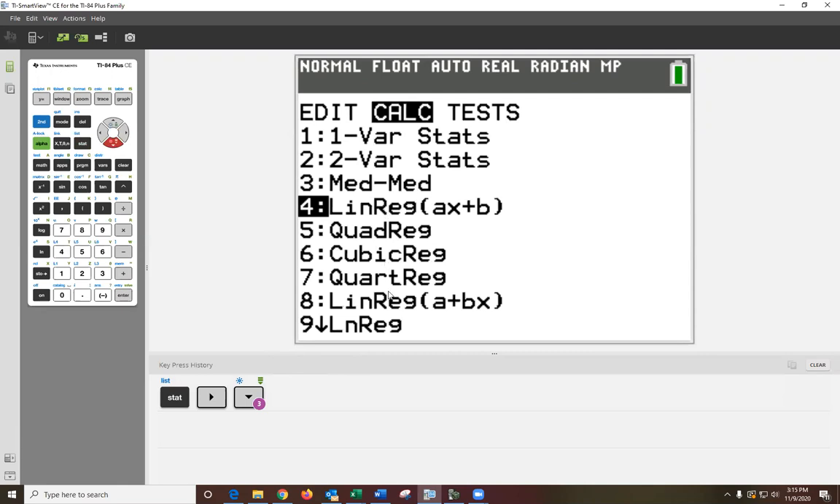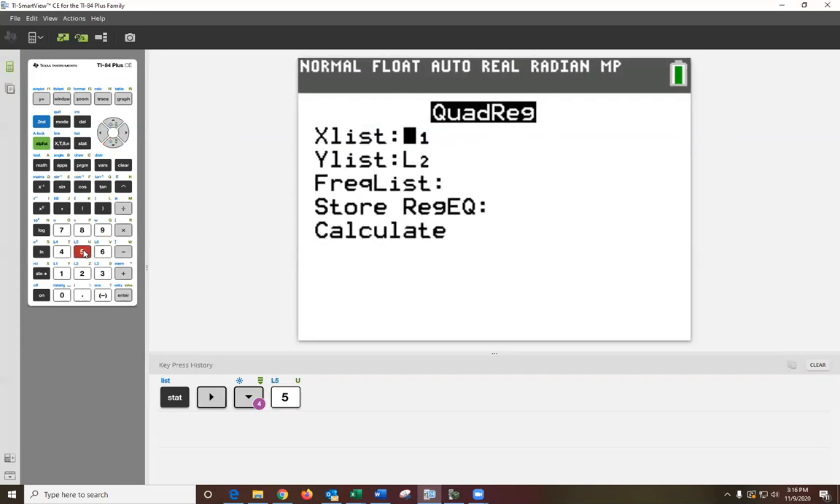But we've got all these other choices down here. We could find the logarithm that best matches, or the quartic polynomial, or cubic, or quadratic, or whatever. And we don't really need to go through everything, but let's just go through quadratic and cubic. So if I select quadratic, then it looks just like the linear regression.